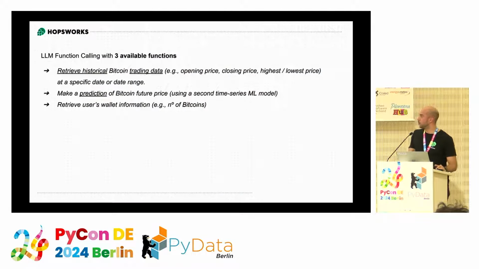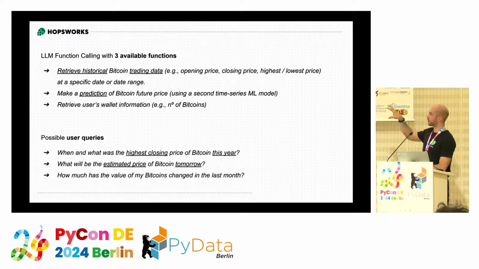All right, so in our demo, we will see how to define 3 main functions that will be provided by the system. One of them is retrieving historical information of the trading data of Bitcoin, given a specific date or a date range. Another function would make a prediction of the Bitcoin future price. And a third one would give me how many Bitcoins the user has in the wallet.